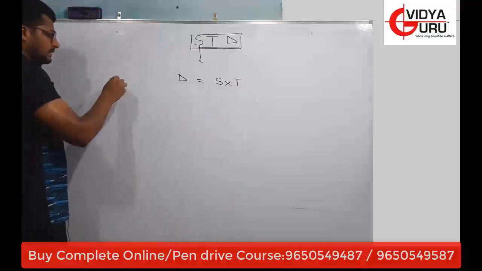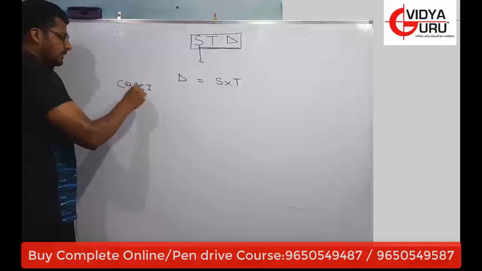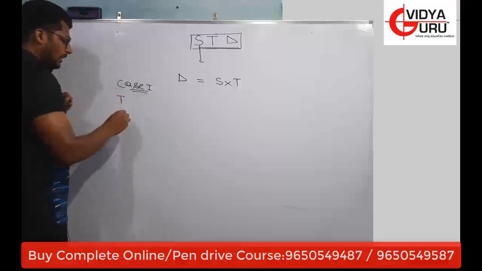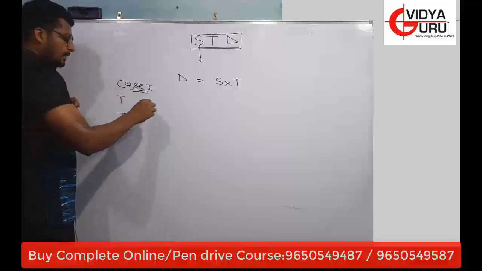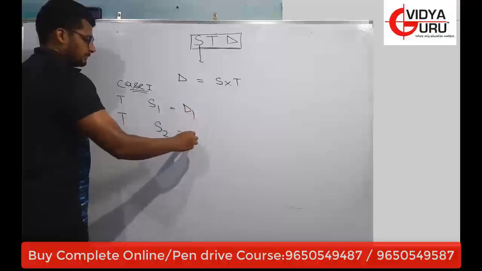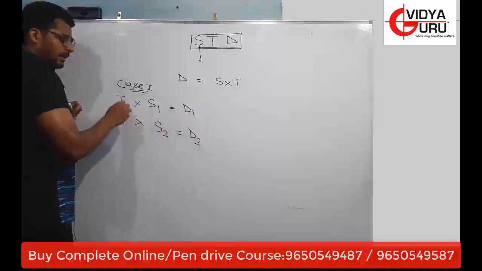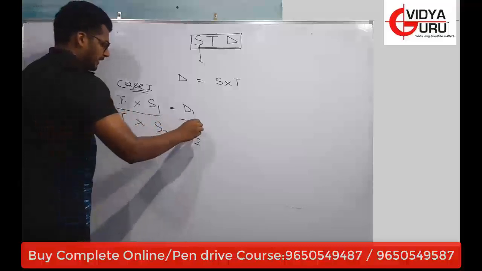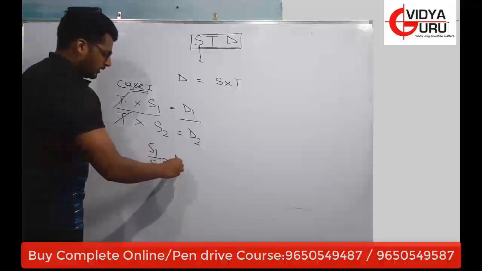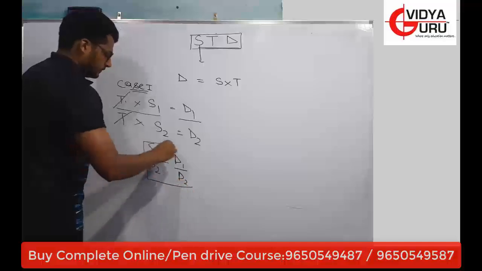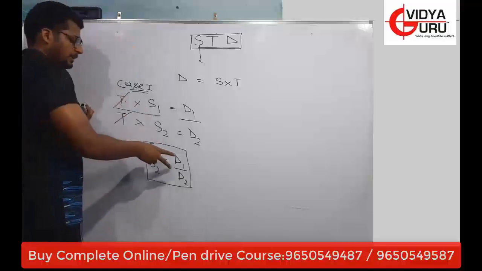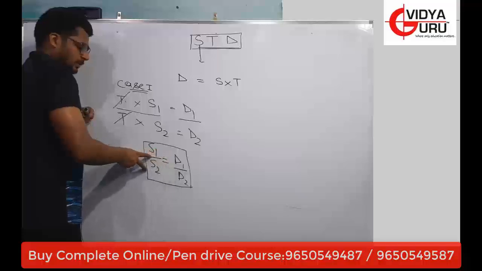There are two cases in speed time distance. What is case one? When time is constant, two persons are traveling for same time but with different speed, so distance will also be different because their speed are different but their time are same. If time are same and if I take ratio, then time will be cancelled out. S1 upon S2 will be equal to D1 upon D2. That means if two persons are traveling for same time, then the ratio of speed is equal to ratio of distance, or ratio of distance is equal to ratio of speed.